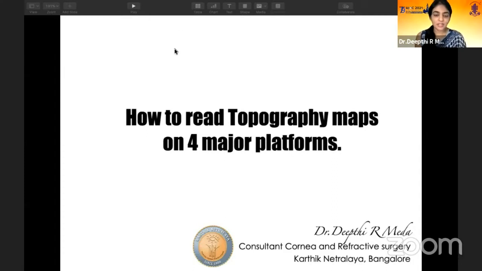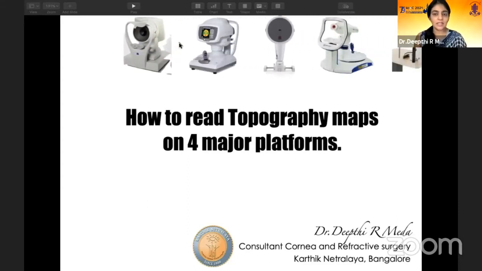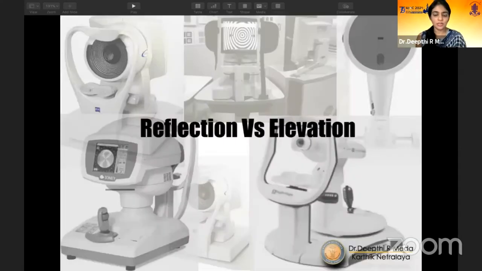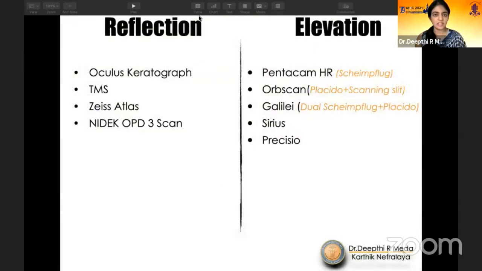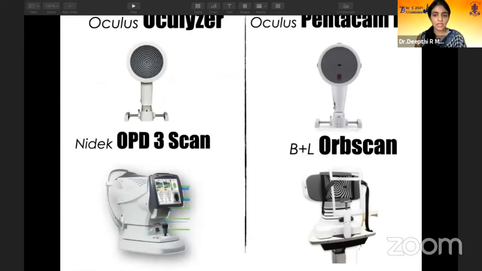So today I will take you through how to read a topography map, mainly for the major platforms. As we know, there are a lot of options today. As a cornea refractive surgeon, you basically have reflective and elevation-based machines, and these are a few which are popular and available for our use today. I'll be covering the Pentacam and OrbScan, which are on the elevation side, and the Oculyzer and OPD-Scan 3, which are on the Placido side.